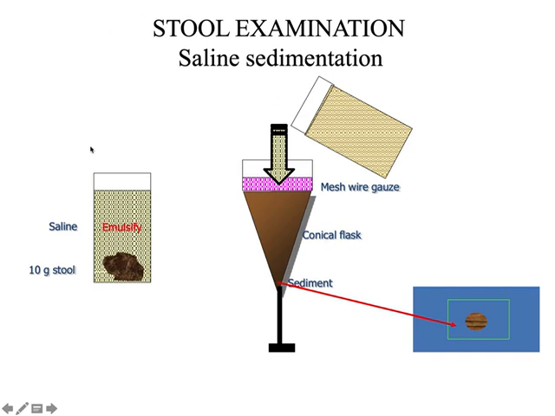So what will be the procedures? For example, I have the stool here. I have to add saline on the stool. This is the container, this is the stool, this is the saline, and then I have to pour it here, by using the conical flask. What will happen? Using a centrifuge, we will get the sediments. We can isolate the sediments and see them under the microscope.